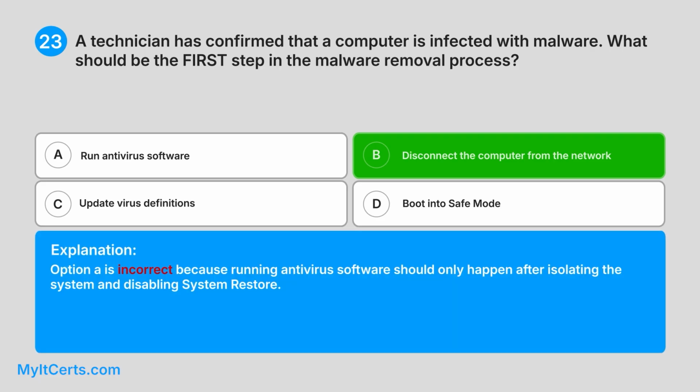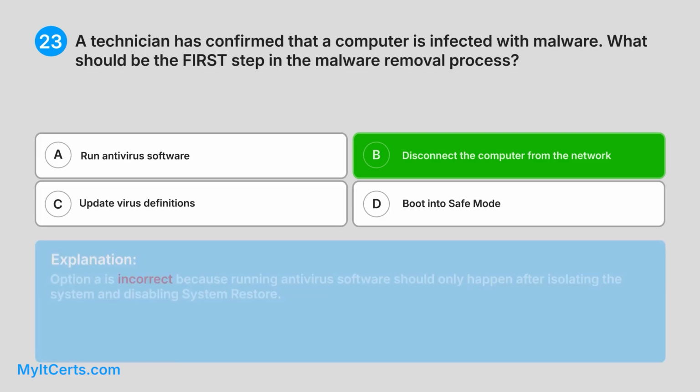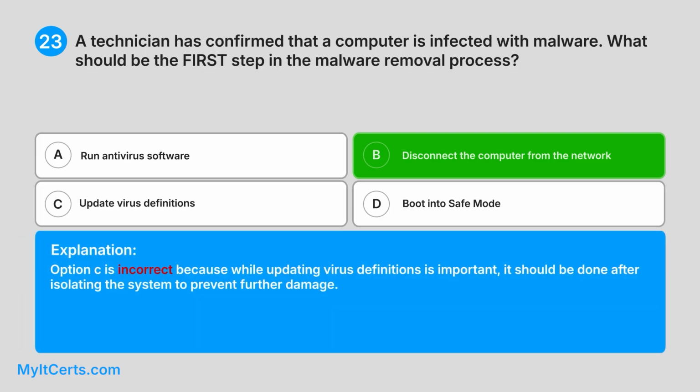Option A, run antivirus software, is incorrect because running antivirus software should only happen after isolating the system and disabling system restore. Option C, update virus definitions, is incorrect because while updating virus definitions is important, it should be done after isolating the system to prevent further damage. Option D, boot into safe mode, is incorrect because booting into safe mode is part of the remediation process, which comes after isolation and disabling system restore.